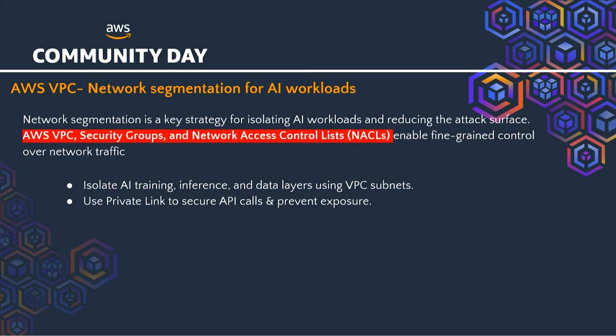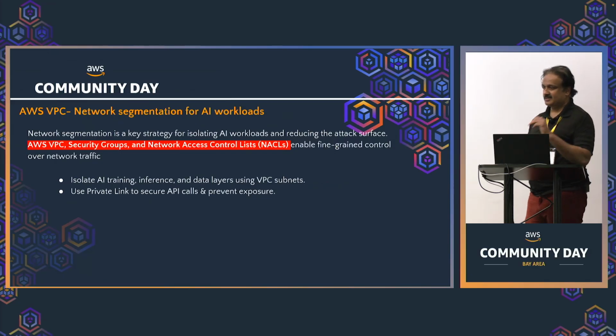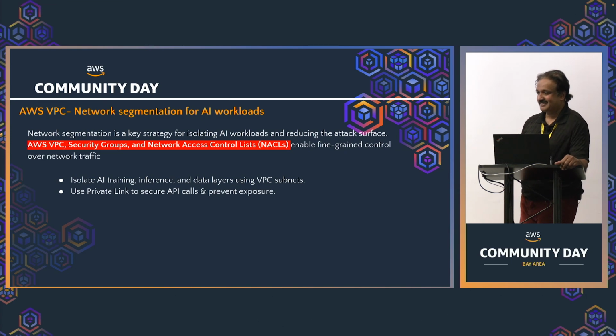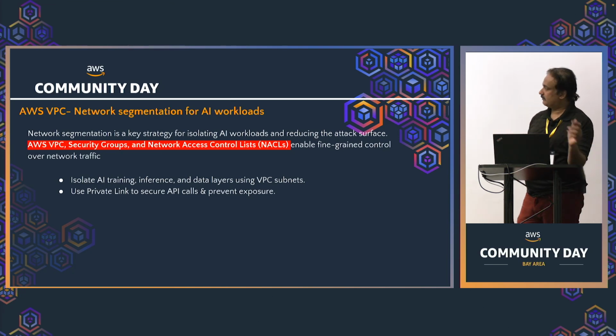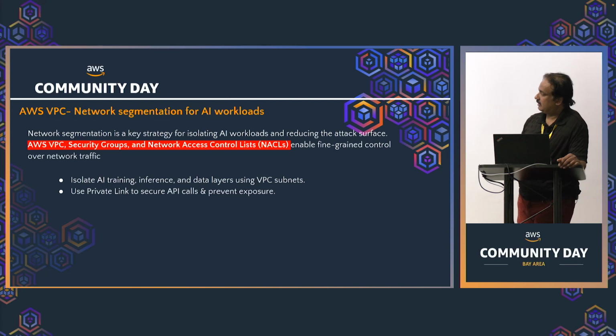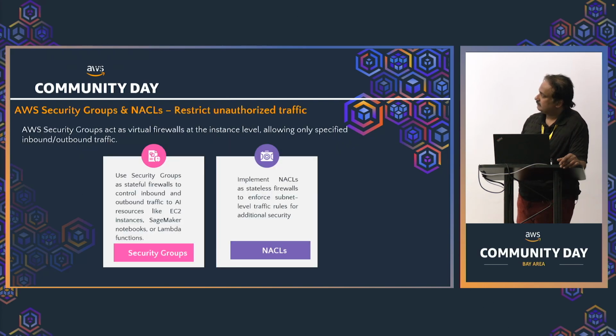Again, you can implement network segmentation for AI workloads. So, at the network segmentation level within the VPC, you can implement VPCs, security groups, and network ACLs. You can fine-tune all of these to add more security to your AI solution. Security groups and network ACLs you can implement for both inbound and outbound traffic to restrict unauthorized traffic.